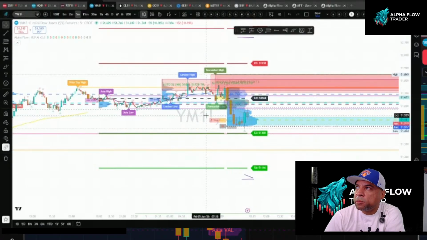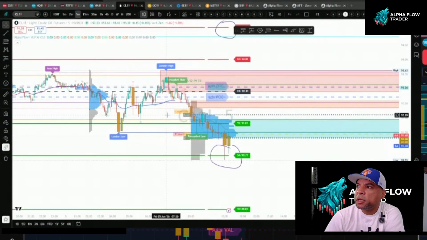Dow, pretty much in the middle of nowhere. I don't see Dow's an outside day, and so our S4 levels and our R4 levels are in play, but we're pretty far away from those levels right now. So don't expect anything on Dow this morning.